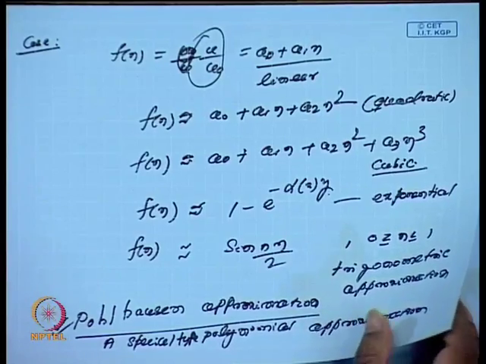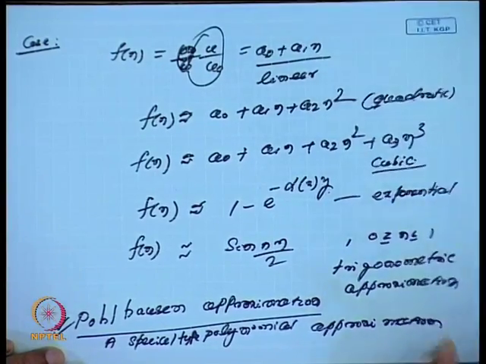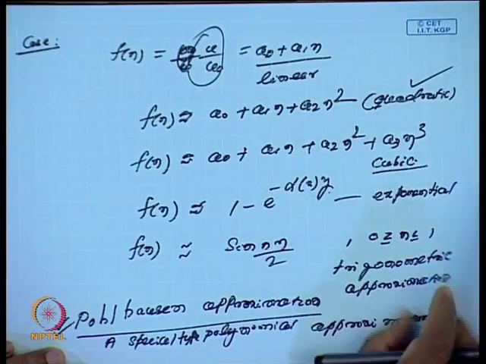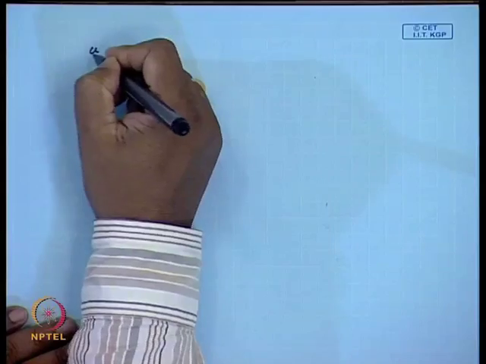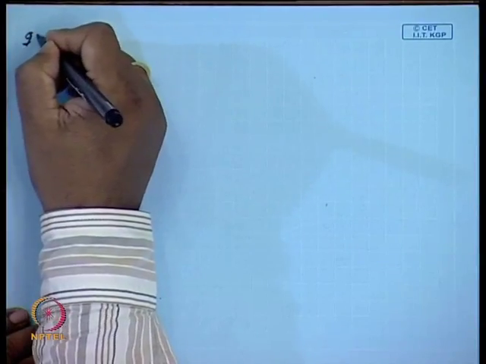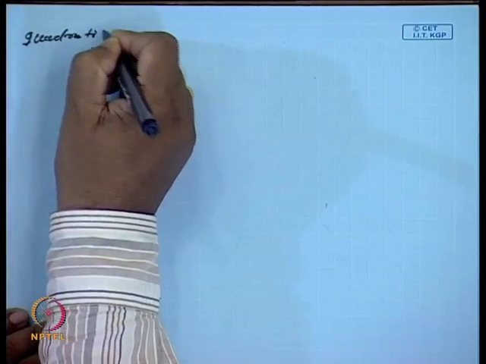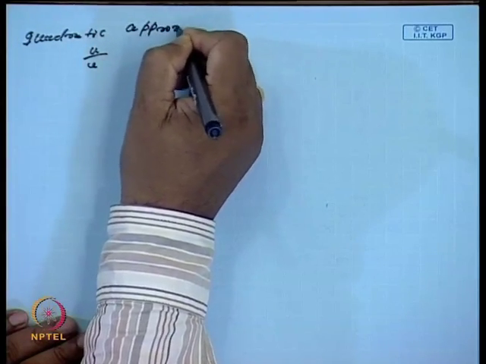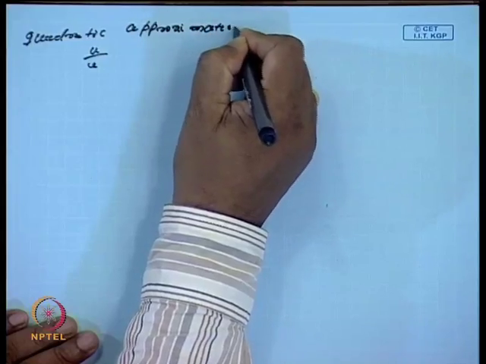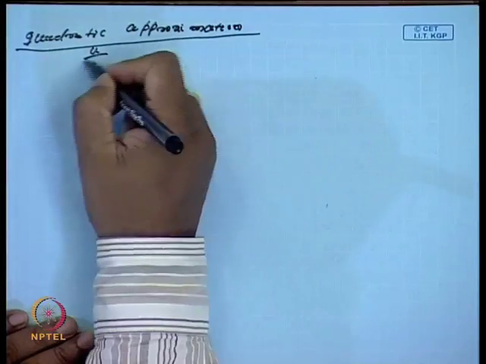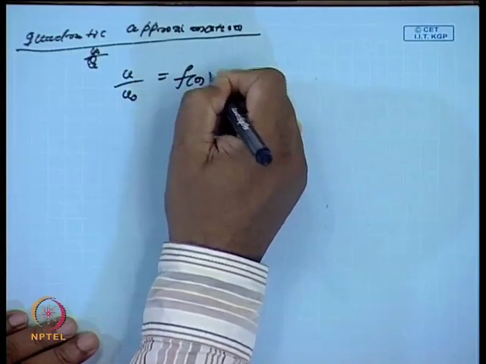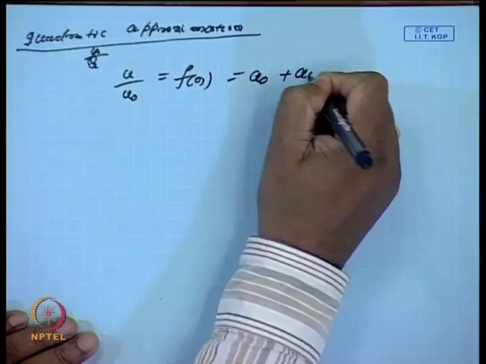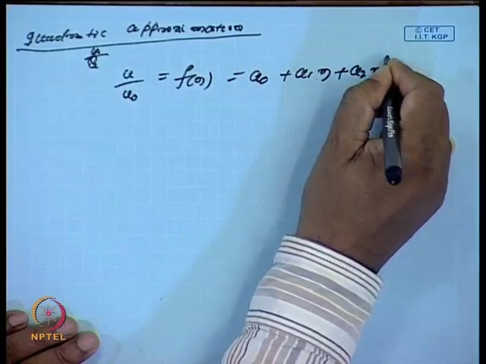So, I will just give a brief account. Suppose I have a quadratic one, then what additional thing am I doing, because my problem is fixed, how do I go about this? In the case of a quadratic approximation, I will just state the intermediate steps, particularly how I am adjusting the boundary conditions. So, I have been given u by u naught is equal to f of eta is a 0 plus a 1 eta plus a 2 eta square.